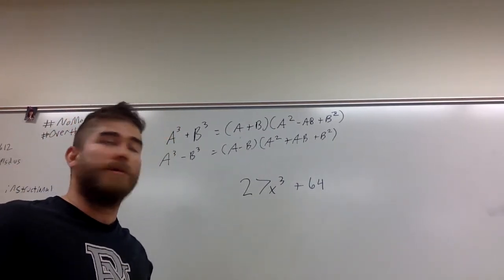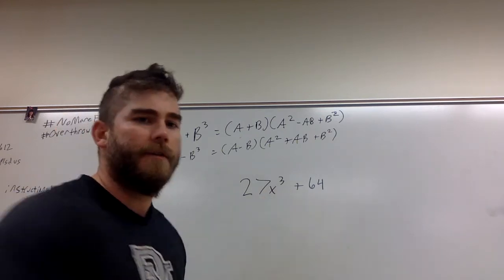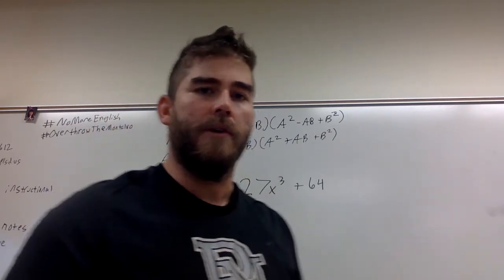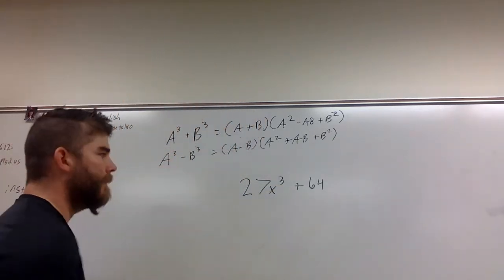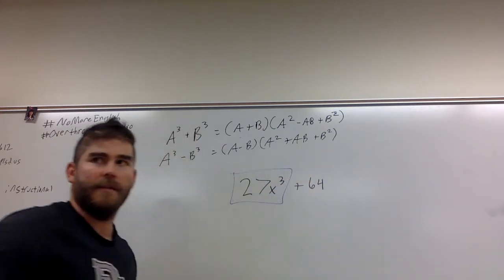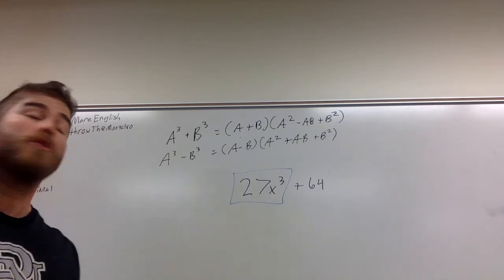The first thing we're going to do is identify that there are two terms. If there was a third term, like a plus something at the end of it, it wouldn't be a difference or sum of cubes. Difference and sum of cubes have two terms. So the first thing I'm going to do is take the first piece of this and try to find the cube of it.